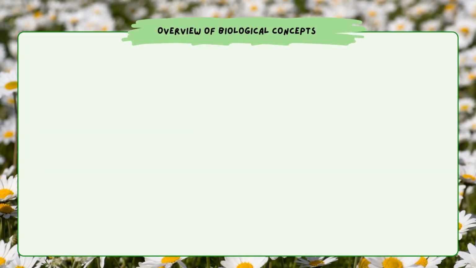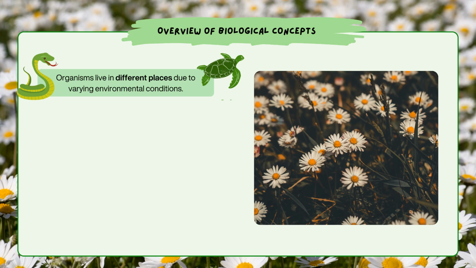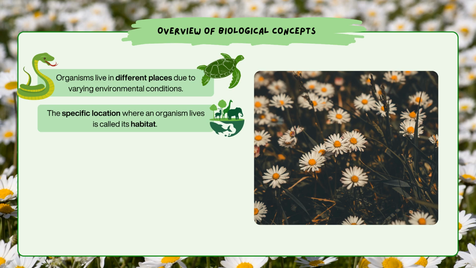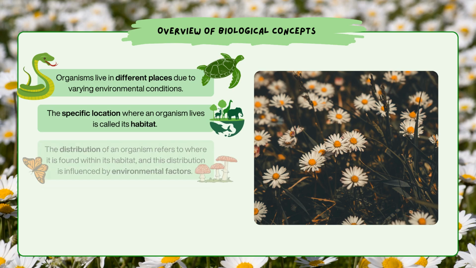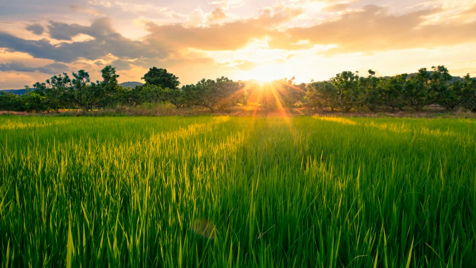Now let's take a look at an overview of the biological concepts relevant to this practical. Organisms live in different places due to varying environmental conditions. The specific location where an organism lives is called its habitat. The distribution of an organism refers to where it is found within its habitat, and this distribution is influenced by environmental factors. For example, daisies might be more abundant in open areas with more light compared to shaded areas under trees.